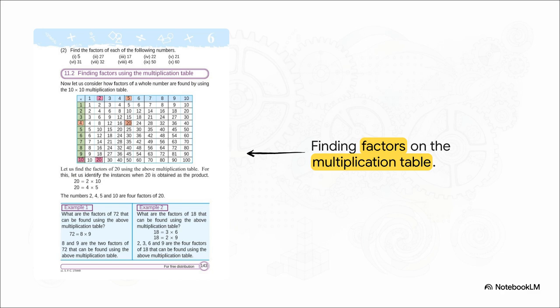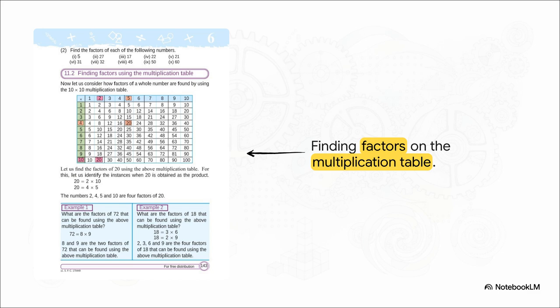Let's say you're hunting for the factors of 20. Scan the grid. Where do you see 20? Boom! You'll spot it where the 2 row intersects with the 10 column, telling us instantly that 2 and 10 are factors. You'll also see it where the 4 row meets the 5 column, meaning 4 and 5 are factors. Let's go a bit bigger.